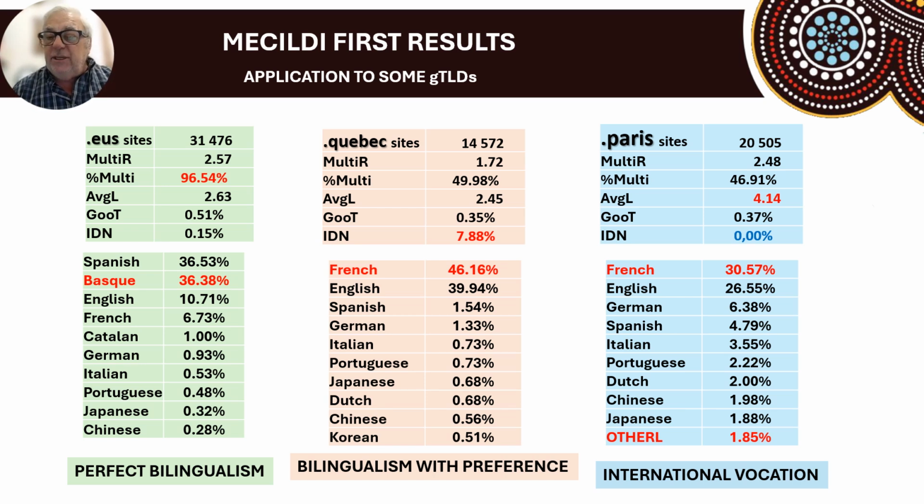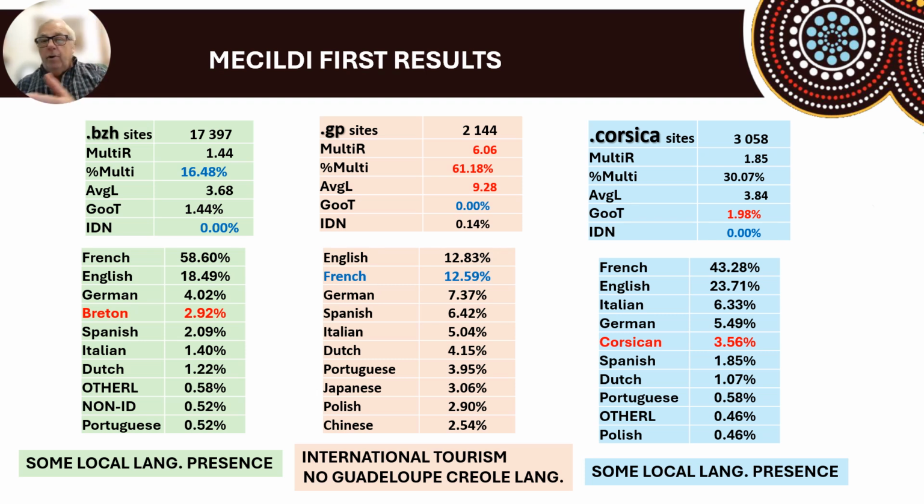We have studied the GTLDs of France, which are geographical or linguistic GTLDs. If you take the .eus site, which is Basque, incredibly almost 100% of sites are multilingual. Spanish and Basque are at the same level. If you take Quebec, you have more French than English and a very high IDN percentage of almost 8% because they are hosting indigenous language websites. If you take Paris, you will have a more even spread of languages because it has an international location. If you take Breton and Corsican, you will see some presence of local languages, 3% for Breton, almost 4% for Corsican.